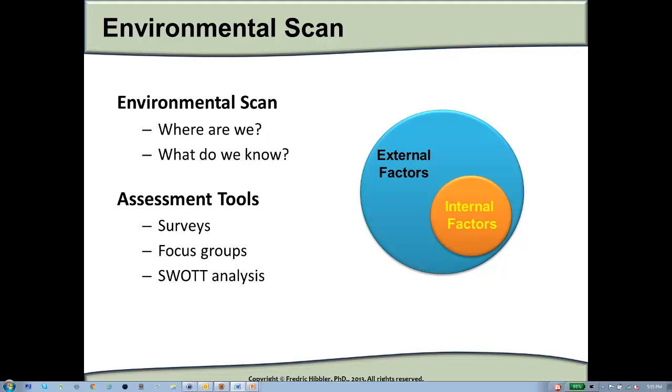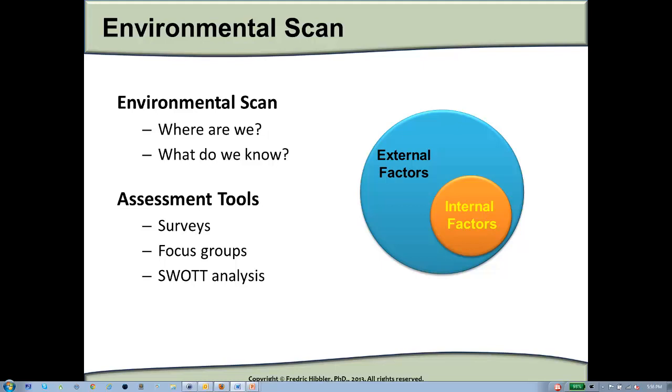So the second question that an environmental scan answers is, what do we know? It's very important to answer this question because, again, as we saw from last week's lecture, it's not what you know that will sink your plans, but what you don't know that can harm you. Therefore, it's important to quantify as many facts, opinions, and assumptions as possible in order to get the full picture of how the external and internal factors are going to influence your change process.